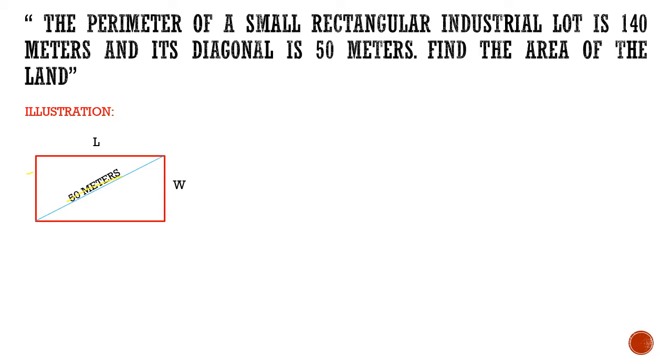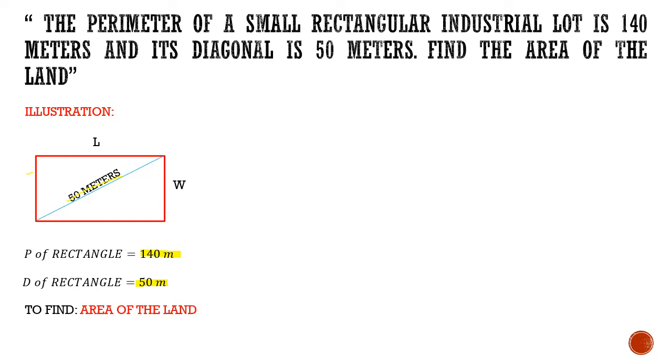And for our given, so yun nga, yung perimeter of rectangle is 140 meters at yung ating diagonal is equal siya sa 50 meters. So ano yung pinapanap sa atin? Ang pinapanap sa atin is yung area ng mismong land.